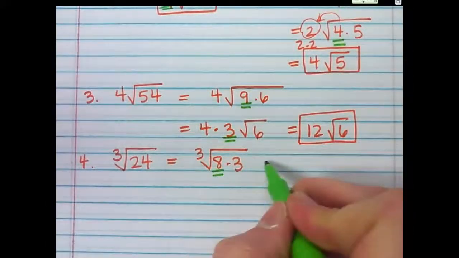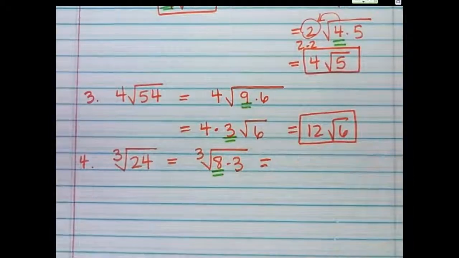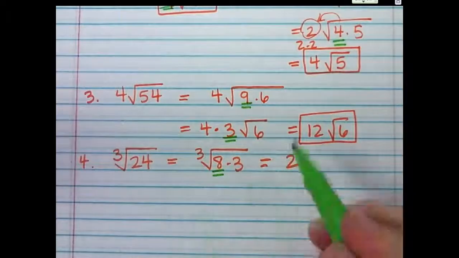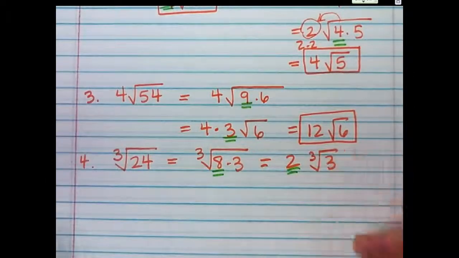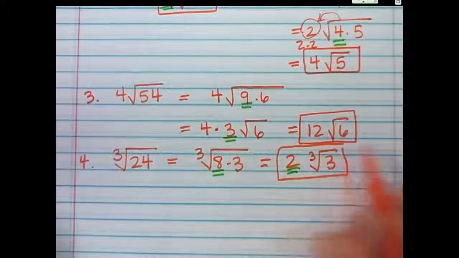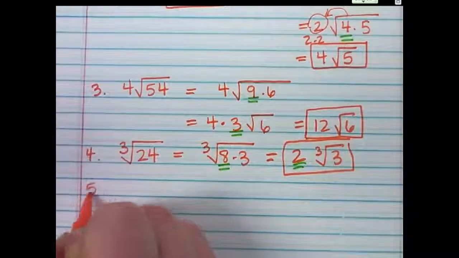What's the cube root of 8? 2. So I put 2 on the outside, and then the 3 stays on the inside. Cube root of 3. It's not horrible, right?